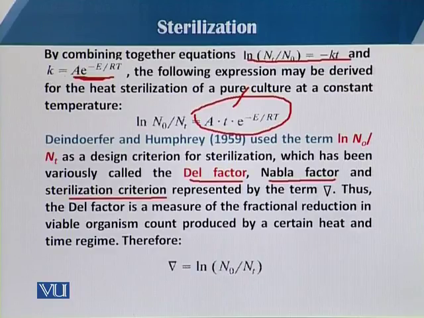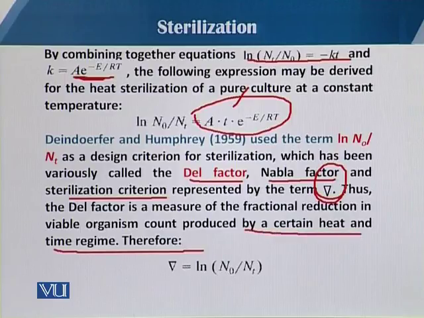We represent this Del factor, Nabla factor or sterilization criteria by this sign. This sign is commonly known as the Del factor, Nabla factor or sterilization criteria. We will use it in later slides as the Del factor. The Del factor is the measure of the fractional reduction in the viable organism count produced by a certain heat and time regime.